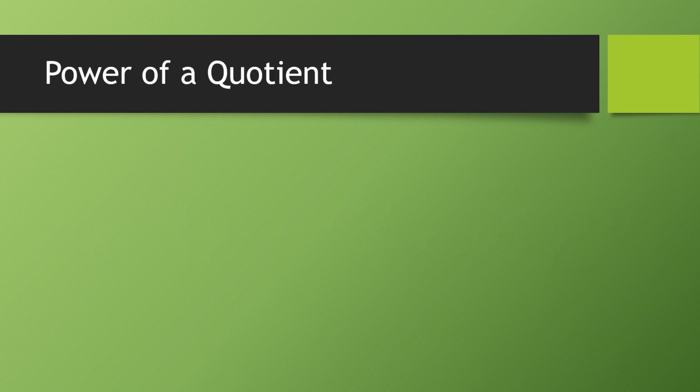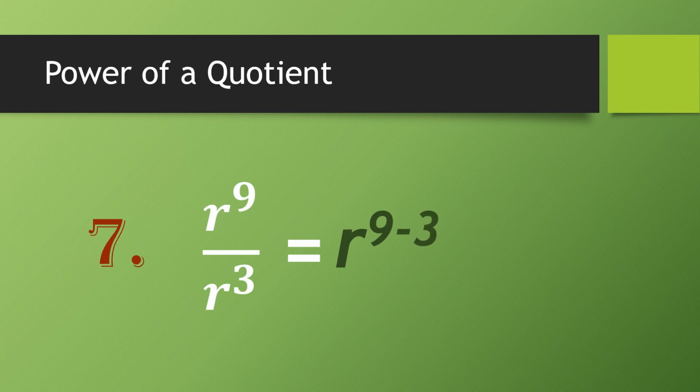Another one is power of a quotient. If the bases are the same, just simply subtract their exponent. That is r raised to the 6th power.